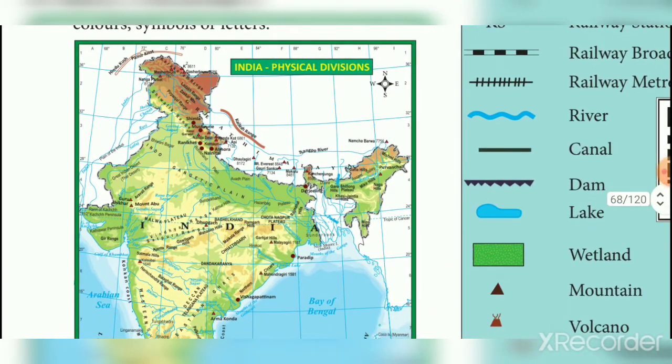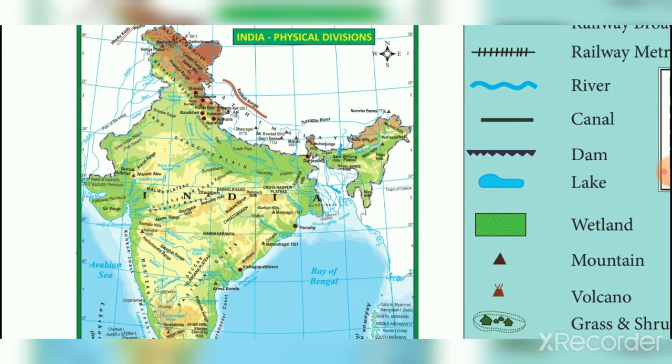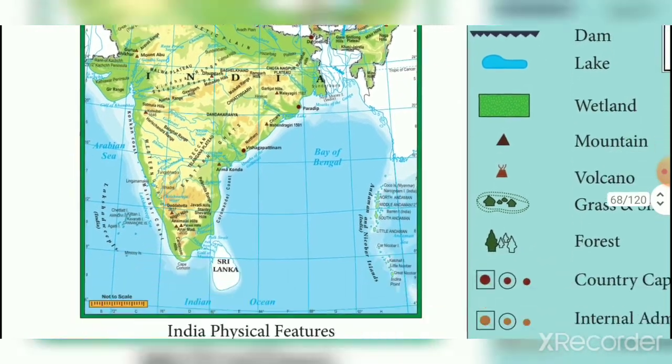You see here, this is India Physical Division. The title is India Physical Division. So based on the title, we can understand that it shows the physical features of India. On the border, it contains many degree numbers, latitude, longitude, etc. And you see it contains different colors: brown, green, yellow, blue, all these things.